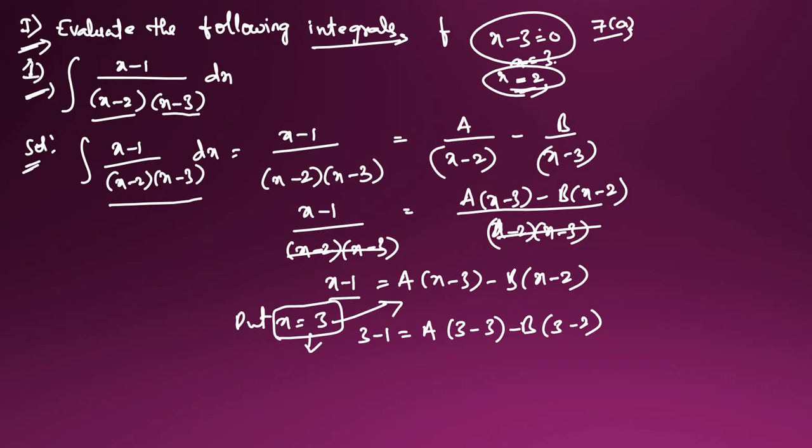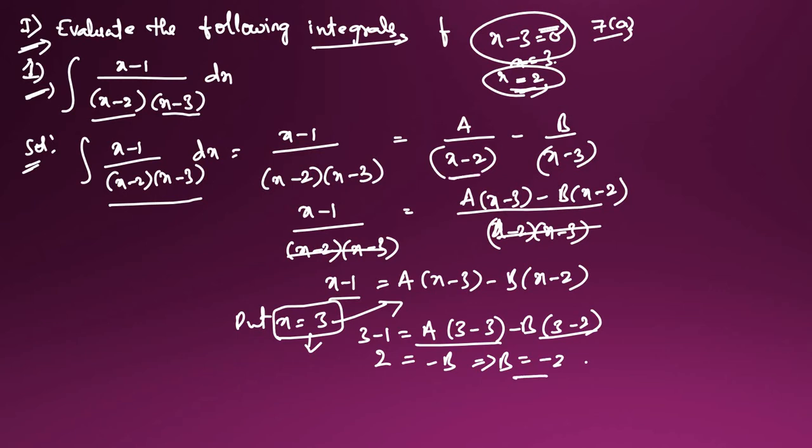So first I substituted x is equal to 3 in this one, no? So 2 is equal to, this will become 0, and this will become minus B. So B is equal to minus 2 here. Okay, now this B we got. Now we have to find the A value.